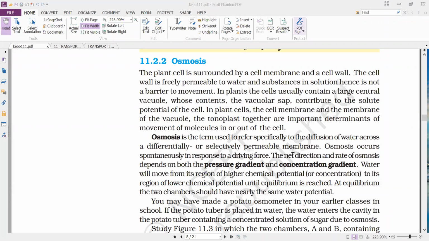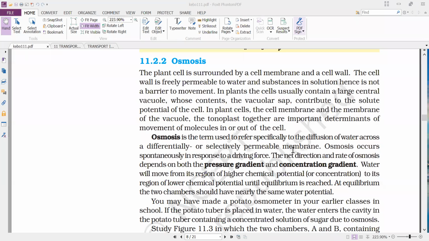Here, osmosis means the movement of water. In osmosis, we will not discuss the movement of the solute particles. In osmosis, we discuss the movement of water, or diffusion of water, across a differentially or selectively permeable membrane.